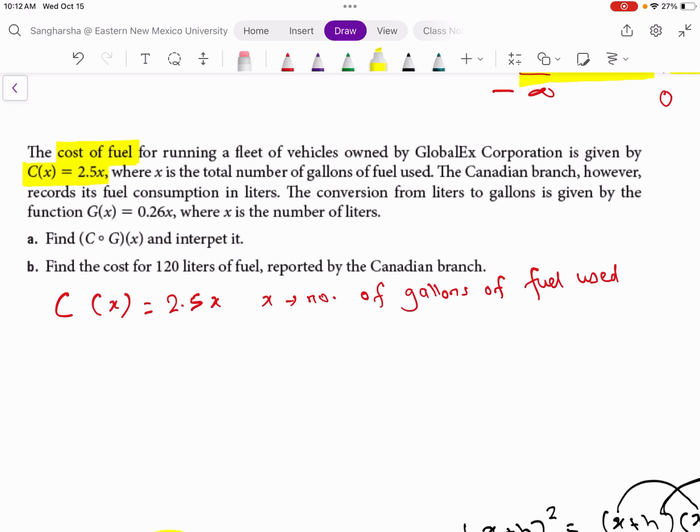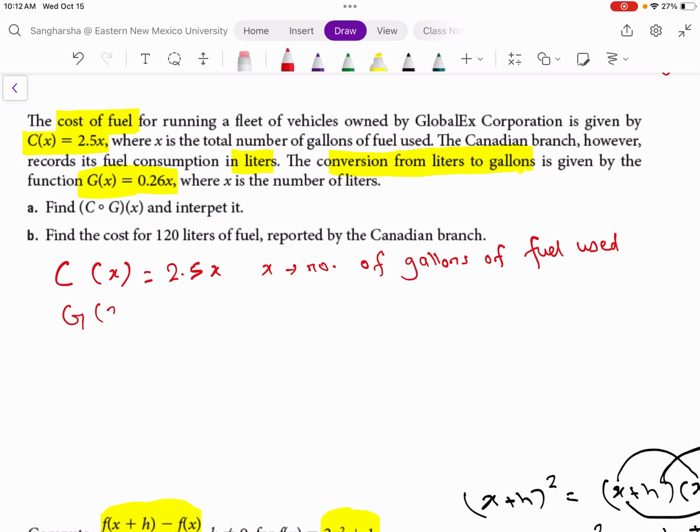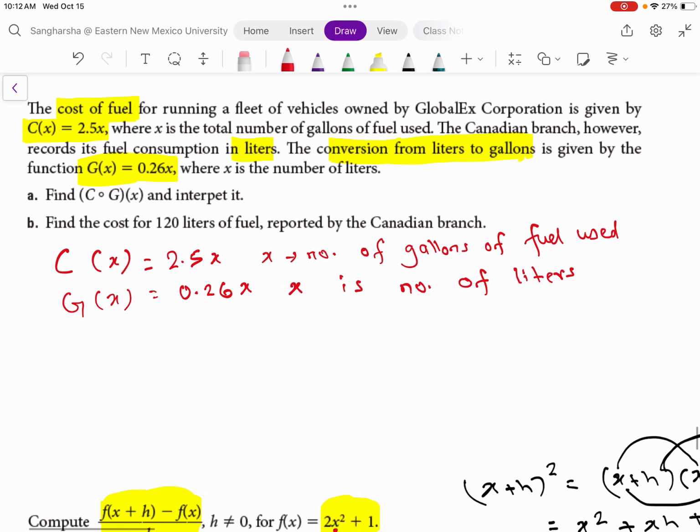The Canadian branch, however, records its fuel consumption in liters. The conversion from liters to gallons is given by this function. So if you want to convert liters to gallons, then we use this function. We have G of X, and this gives us the conversion from liters to gallons, and this is equal to 0.26x, and our X is the number of liters. So this is what is given to us.